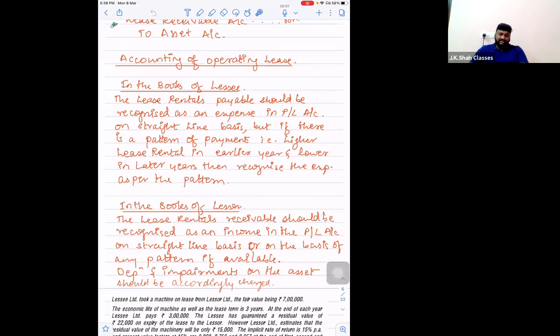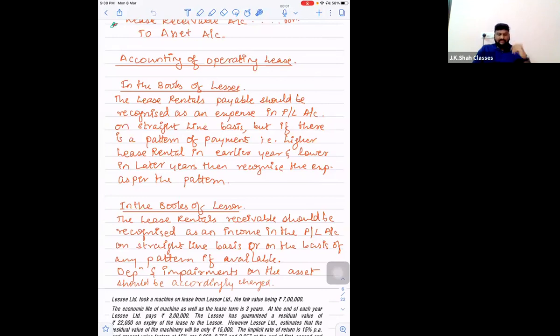Right, so I'll just read first what it says in the books of the lessee. The lease rentals payable should be recognized as an expense in the profit and loss account on a straight line basis. But if there is a pattern of payment, that is, higher lease rental in earlier years and lower in later years, then recognize the expense as per the pattern. Means it may happen that every year the lease rentals are fixed. 1 lakh lease rental for 3 years. So technically record 1 lakh for 3 years. That is called the straight line method. Straight line means a fixed amount every year.